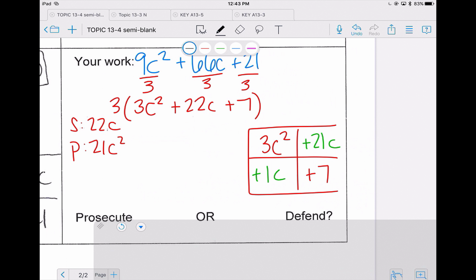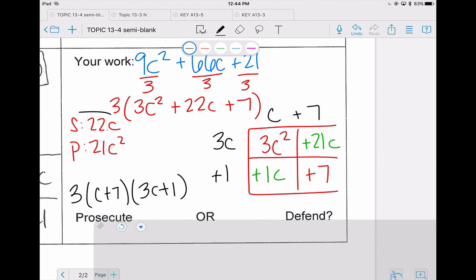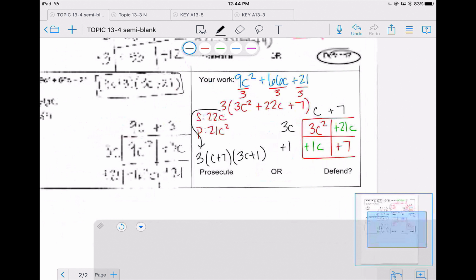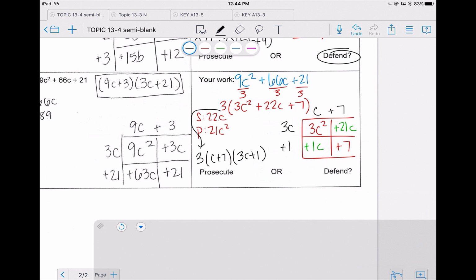Take out my GCFs. 3c squared and 1c only share a c. 21c plus 7 share a 7. 3c squared plus 21c share a 3c. And 1c and 7 do not share anything. So my answer is the 3 that I took out, c plus 7, and 3c plus 1. So let's compare. Whoa, they have 9c plus 3 and 3c plus 21. Holy cow. What do we do differently?